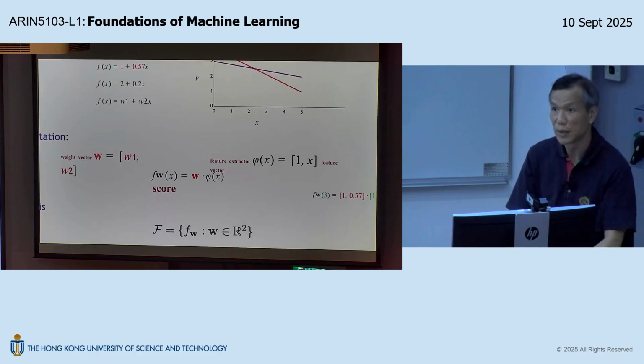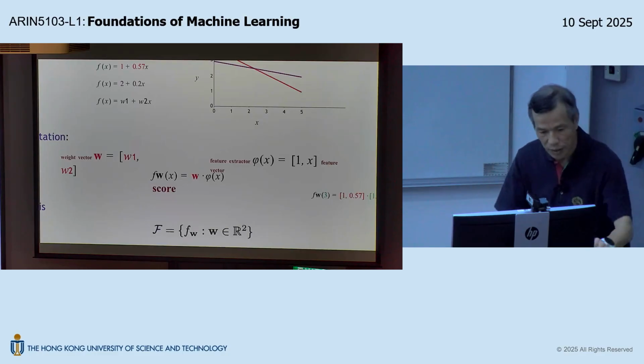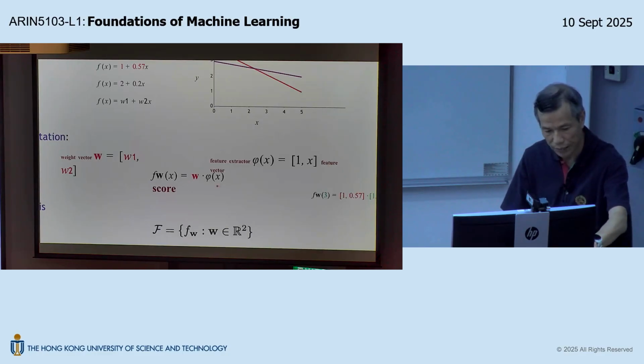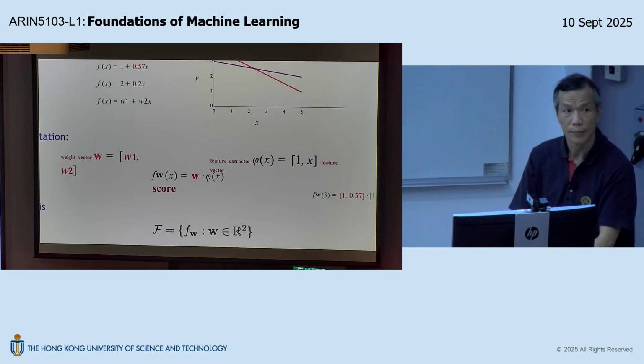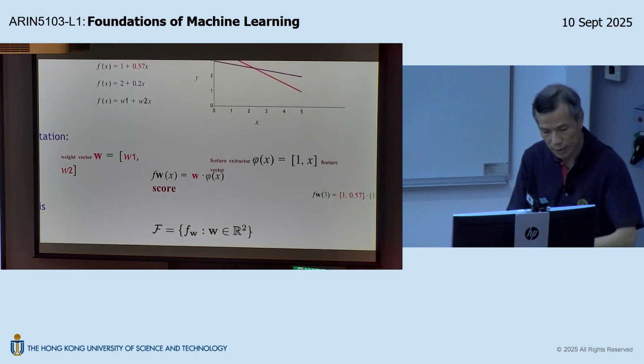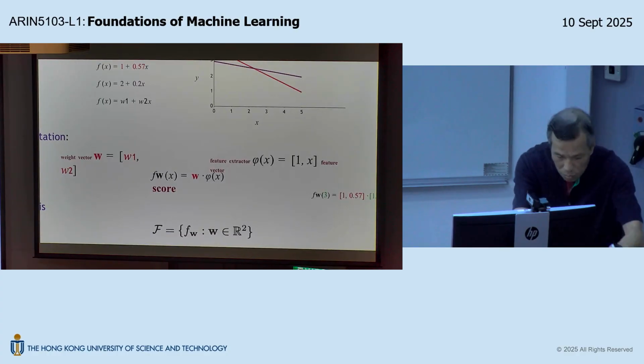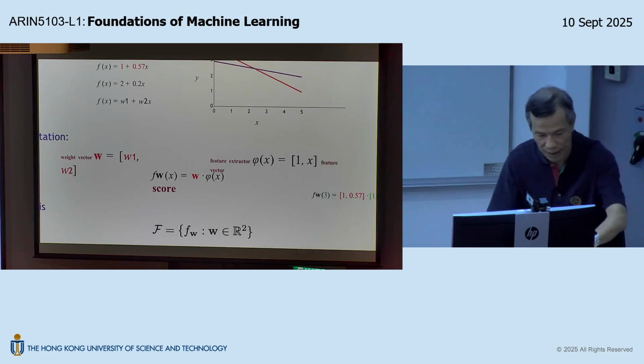So everybody knows what a vector is, right? Okay, good. In this case, this is the model. By varying W, you can get all the different straight lines. So in other words, this is the model class, or hypothesis class.